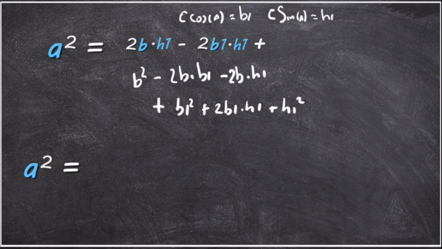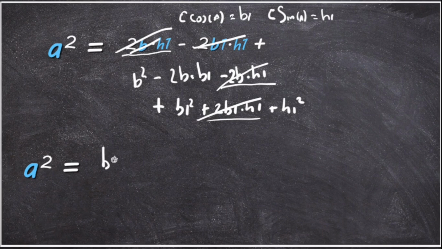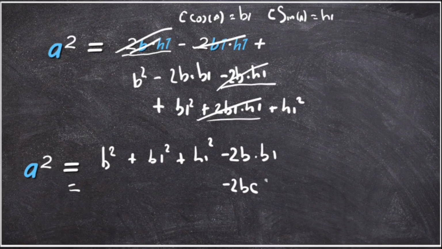And now everything's expanded, we can simplify by cancellation. At the beginning of the expression we have a 2B times H1, but we have a minus 2B times H1 here, so they cancel. Then we have a minus 2B1 times H1, but we have a plus 2B1 times H1 here, so these two cancel. That leaves B squared plus B1 squared plus H1 squared, and minus 2B times B1. We can replace the B1 here because B1 is C cosine A, so this is minus 2B times C times cosine of A. Bring down the B squared, and that just leaves us to figure out B1 squared plus H1 squared.